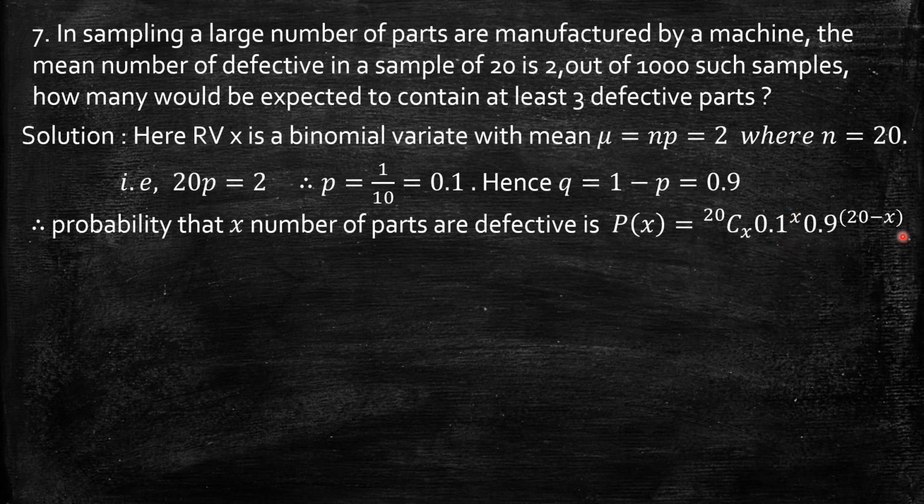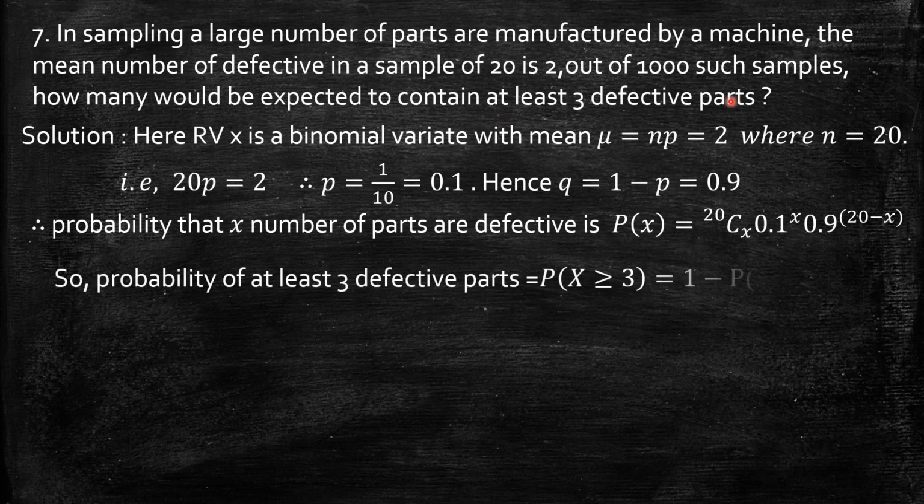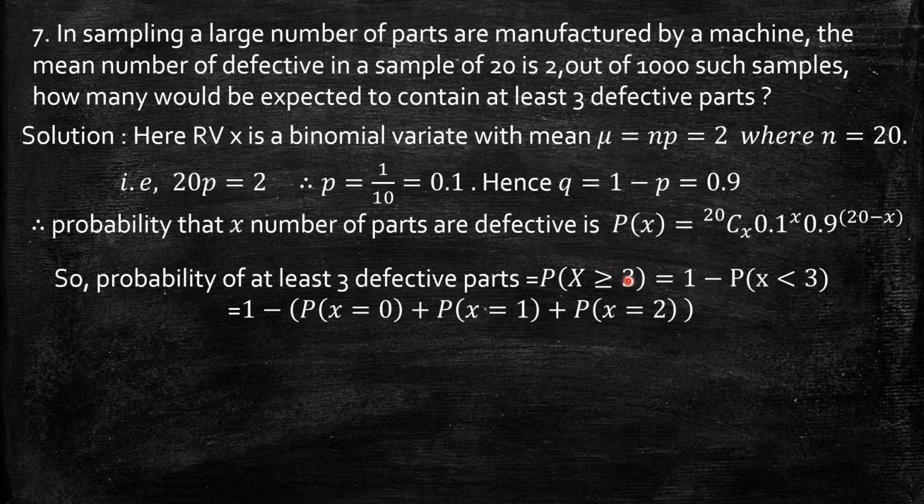Now I can go for finding the probability that it contains at least 3 defective parts. That means probability of x greater than or equal to 3. If I take greater than or equal to 3, then from 3 to 20 we have to add all the probabilities, which is a huge task. Instead of that, we take the complement, 1 minus probability of x less than 3. That means 1 minus probability of x equal to 0 plus probability of x equal to 1 plus probability of x equal to 2.